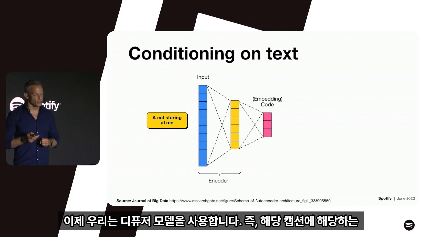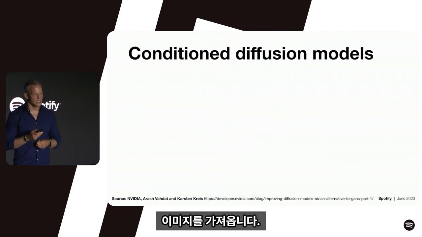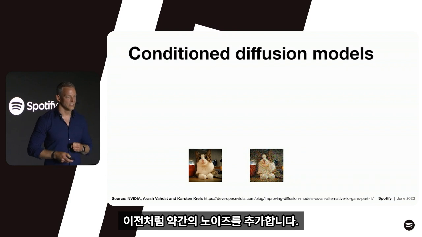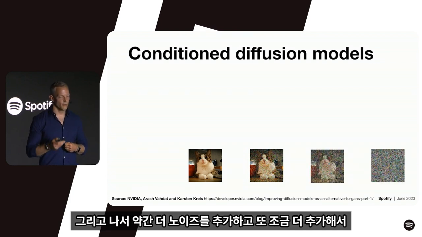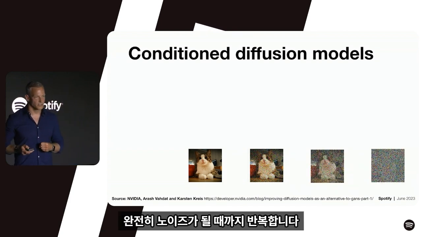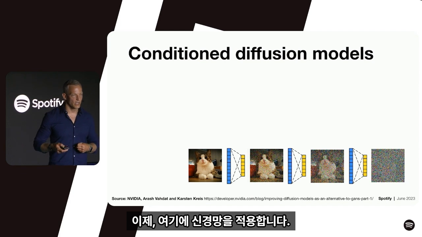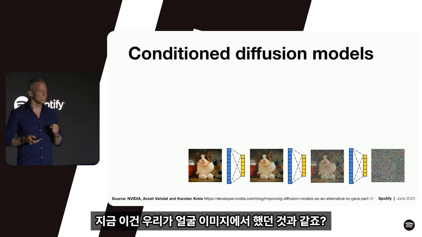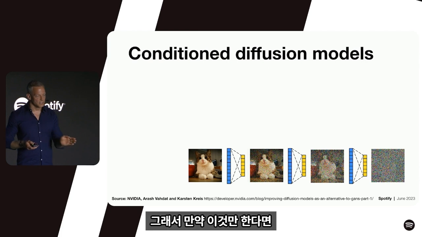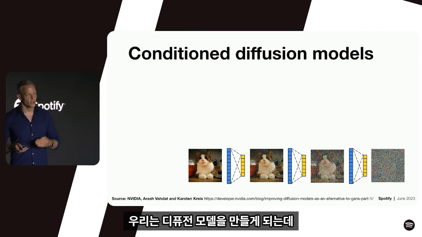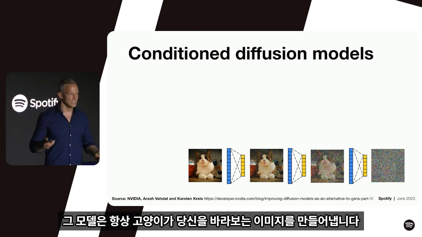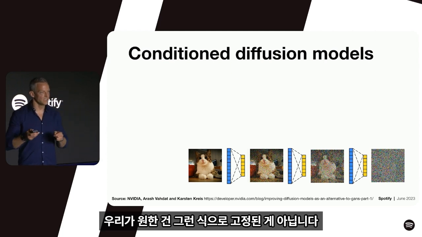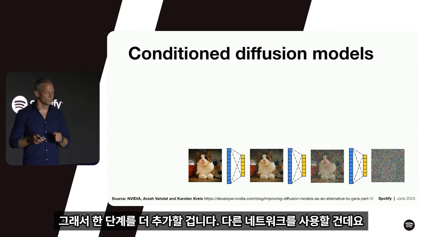And now we take the diffusion model, so we take the image that belongs to this caption. As before, we add a bit of noise, then we add a bit more noise, then we add a bit more noise until it's complete noise. And we put in this neural network in between that is going to try to remove the noise. Now this is exactly what we did with the faces, right? So if we just did this, we're going to build a diffusion model that always finds cats staring at you, which is not what we wanted. We wanted something that is steerable. So we're going to do one more step.